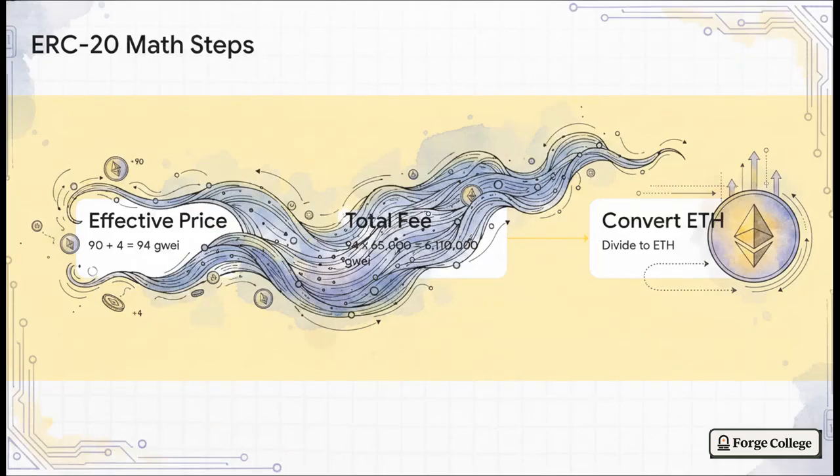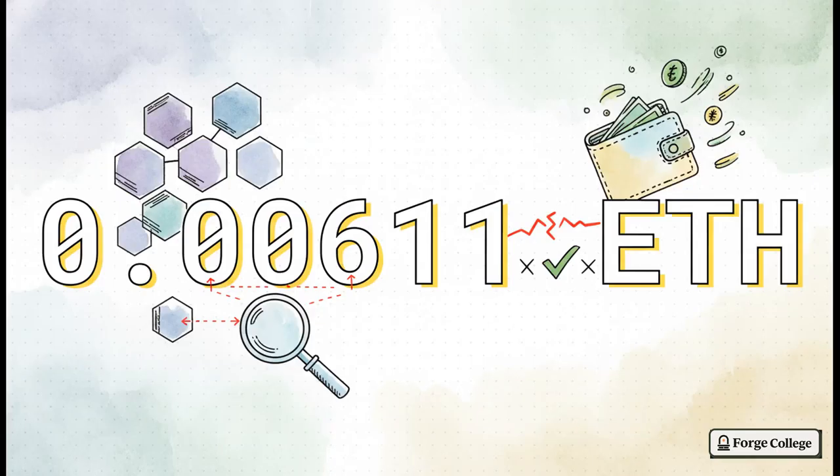Step 1. Find the effective gas price. 90 plus 4 is 94 gwei. Step 2. Multiply that by the gas used. 94 times 65,000 equals 6,110,000 gwei. And step 3, we convert that gwei straight up to ETH to see what it costs. Notice how the gas used simply scales the overall cost perfectly linearly, which lands us right at 0.00611 ETH. That's your final cost for this specific contract interaction.